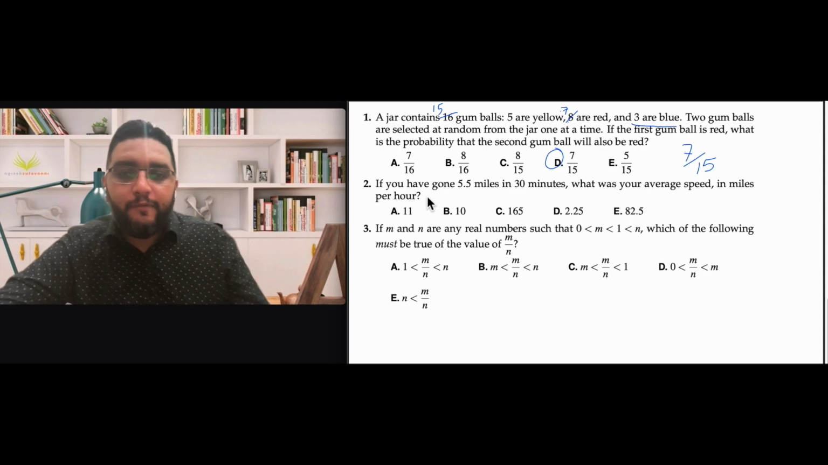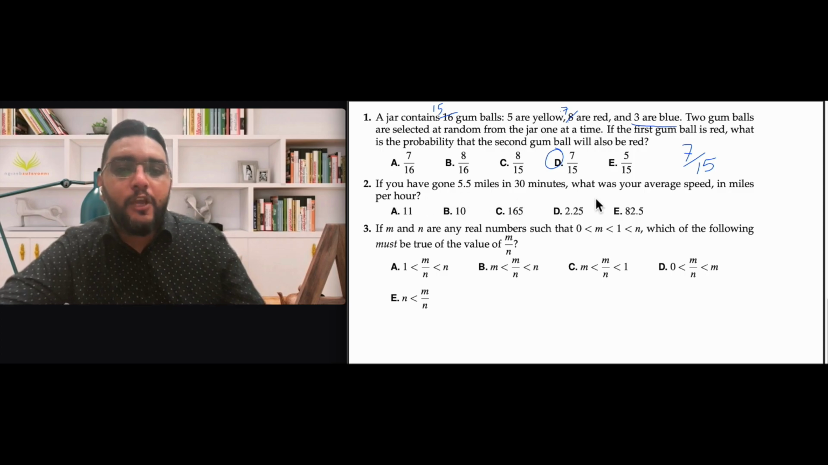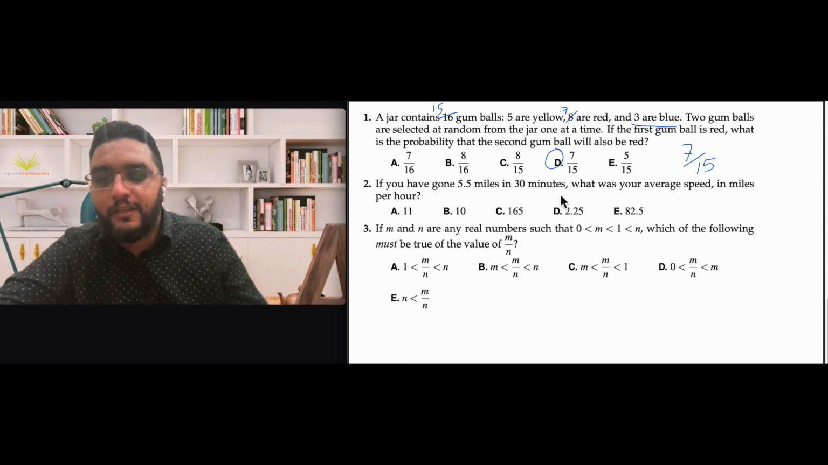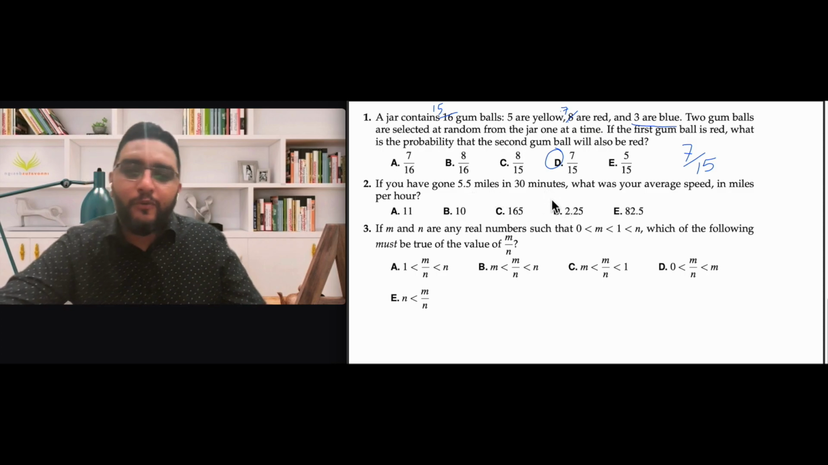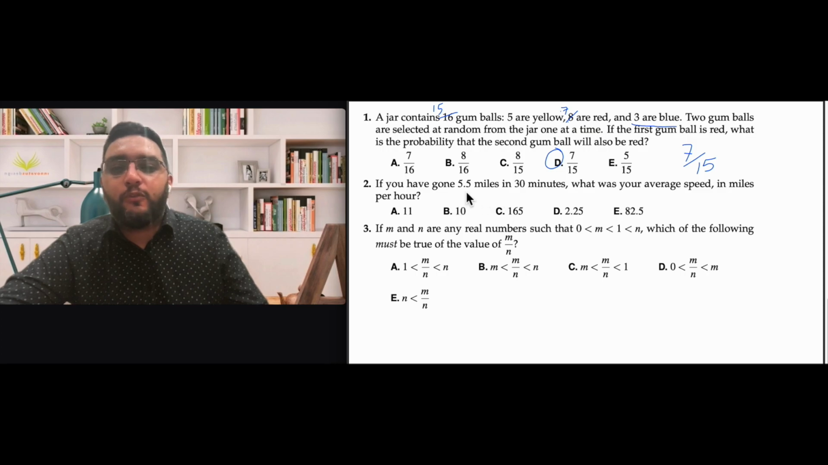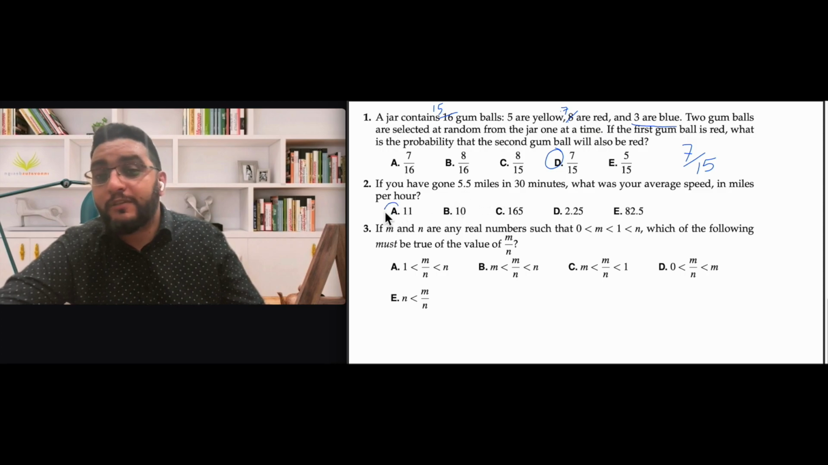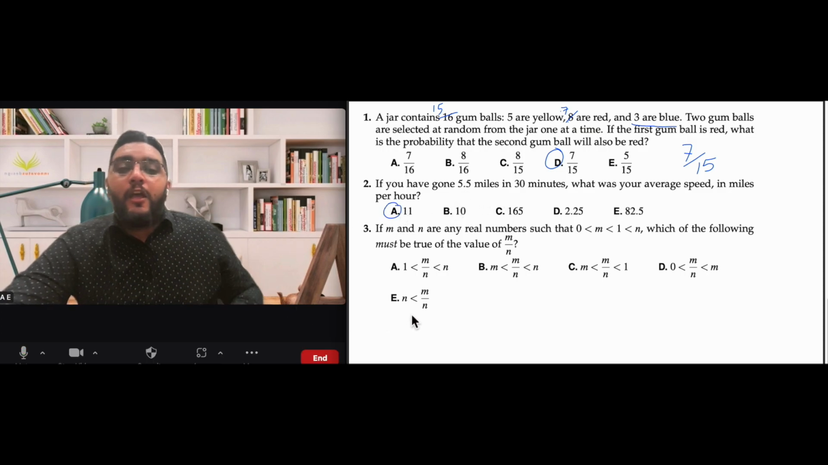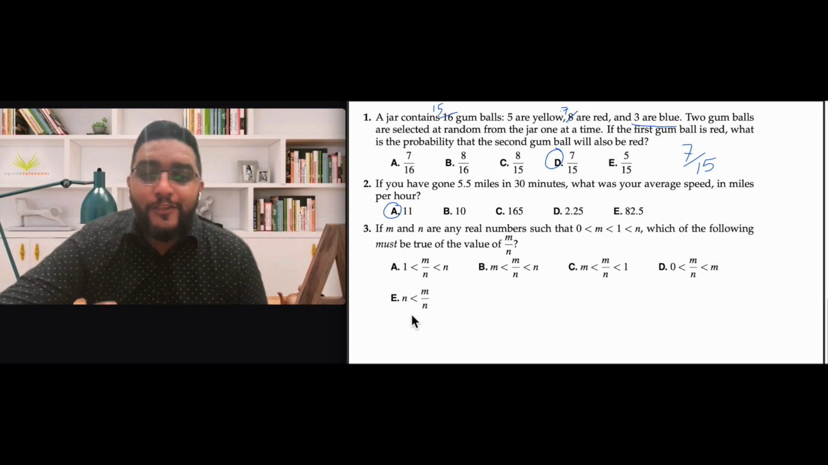Question 2, if you have gone 5.5 miles in 30 minutes, what was your average speed in miles per hour? This is your distance in 30 minutes. You know that 1 hour is 60 minutes, so we multiply both sides by 2, so it will be 5.5 times 2, which equals 11. Okay, question 3, the last question.